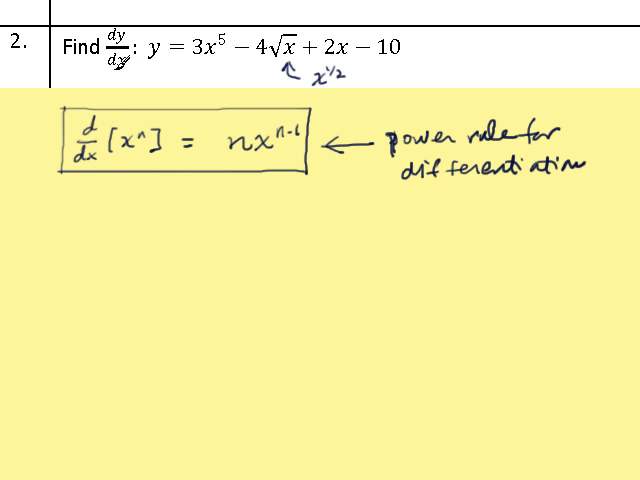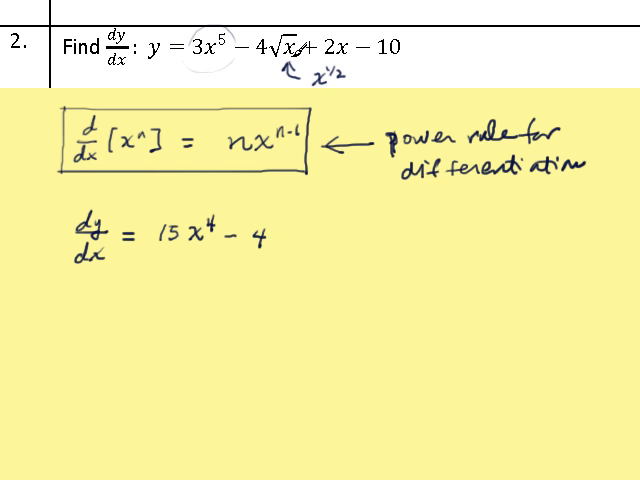All right, let's apply the power rule in this example, and we're going to take the derivative term by term. So first, the derivative of 3x to the fifth: we bring down that 5, multiply it by 3, so we have 15, and subtract 1 from the exponent.